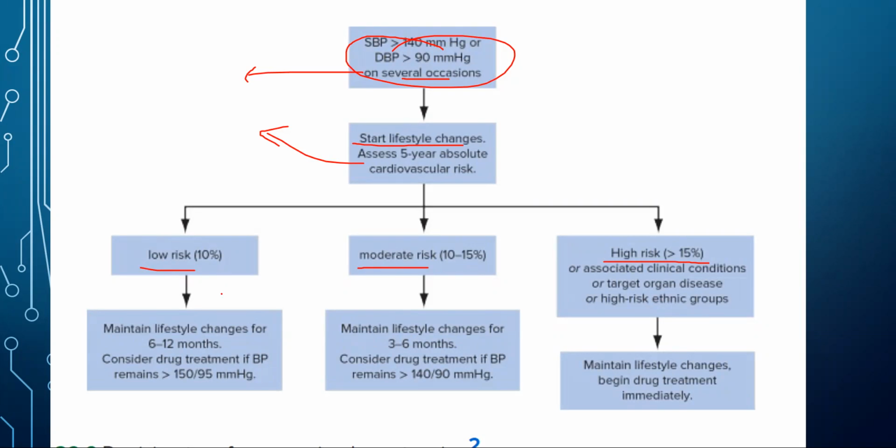If it's a low risk patient, then you can even try lifestyle modification for a year. And even after doing lifestyle modification, if blood pressure is still higher than 150, then you can start treatment. For moderate risk, lifestyle for 3 to 6 months, and even after 3 to 6 months, if blood pressure is higher than 140/90, then start treatment. For high-risk patient, you can even begin treatment immediately. So that's actually the importance of doing the cardiovascular risk.